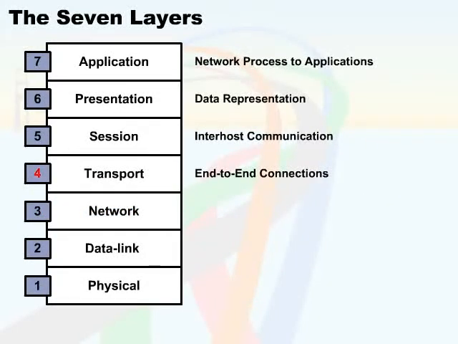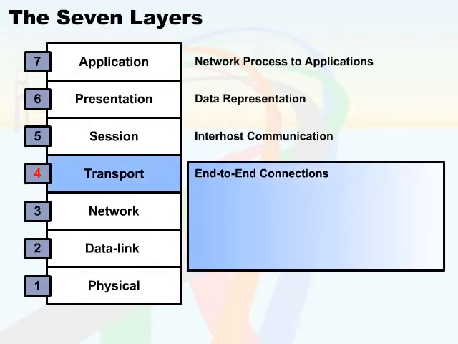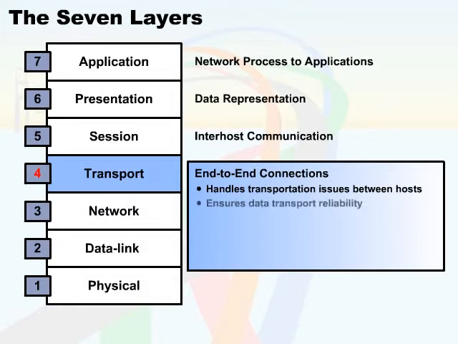We also have layer 4, which is the transport layer, where end-to-end connectivity is handled. Now, here at the transport layer, we're going to see any transportation issues between hosts being mitigated. This layer allows a reliable data transport to occur from system to system. You want to think of the transport layer as more or less the last component which is used to actually provide reliable communications, because it ensures transport reliability.